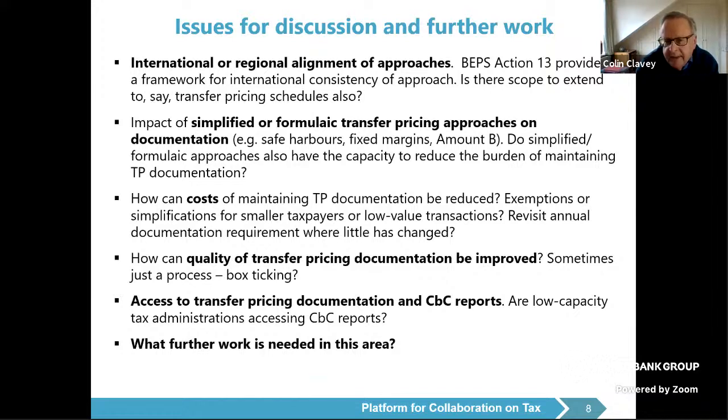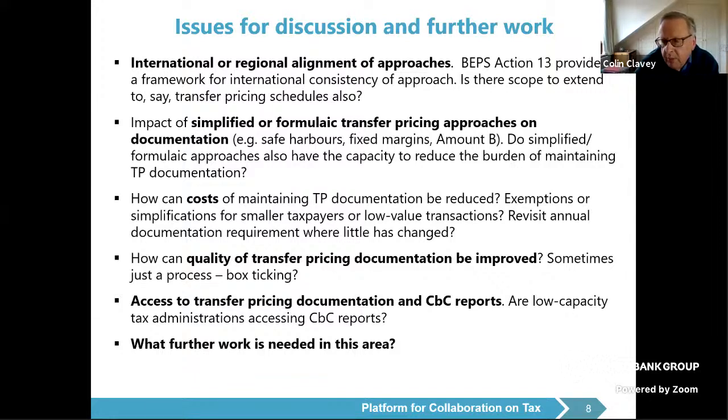I think we've seen that the master file does assist in a very positive way for developing countries and smaller countries to get hold of good quality information that's produced centrally. And I think it will be the same for country-by-country reports. I think we all think that country-by-country reporting is a very valuable addition to the transfer pricing toolkit.